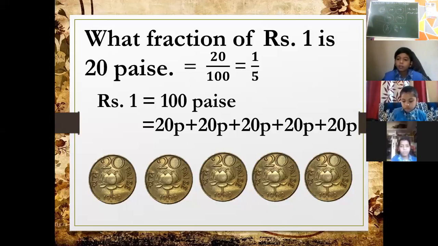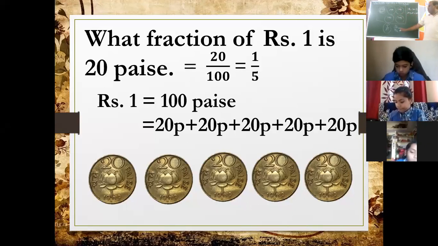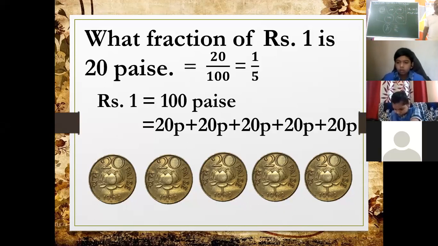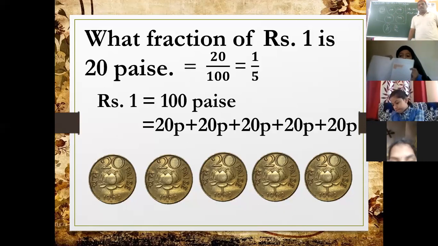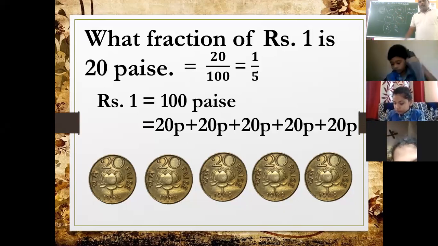Instead of this division, the simple thing is 1 rupee is 100 paise. 20 paise, if I take 5 times, 20 plus 20, 40, 40 plus 20, 60, 60 plus 20, 80, 80 plus 20, 100. So 20 paise taken 5 times gives 100 paise. So 20 by 100 is 1 by 5. That's the answer. So 1 by 5. Correct.